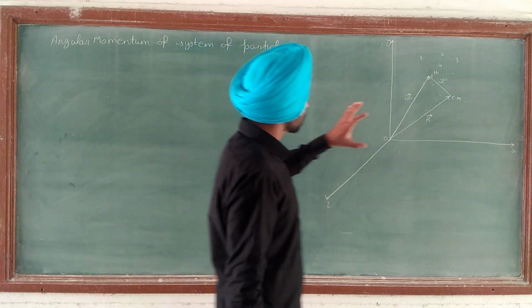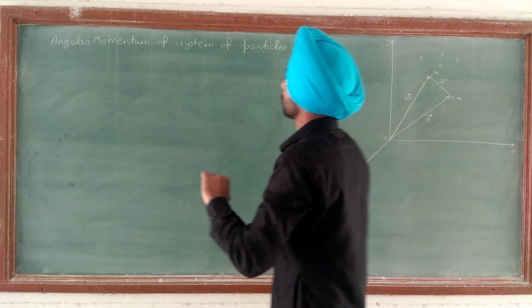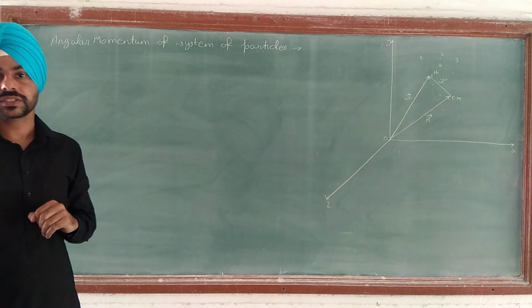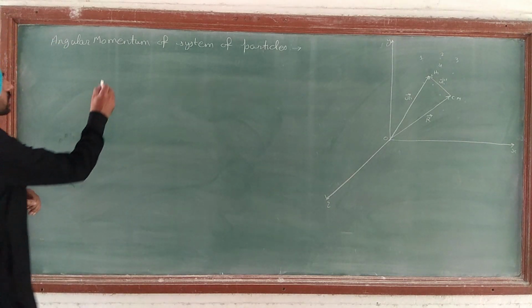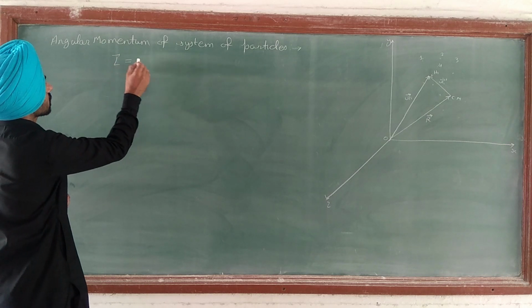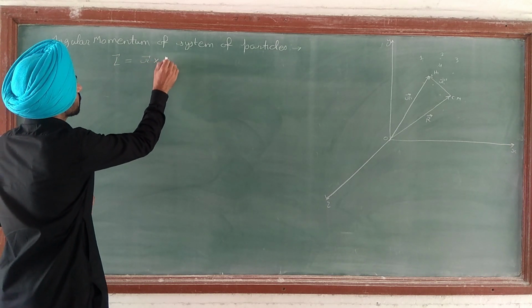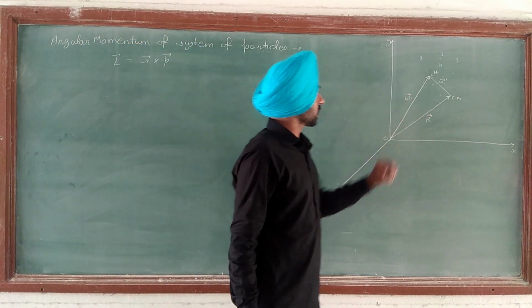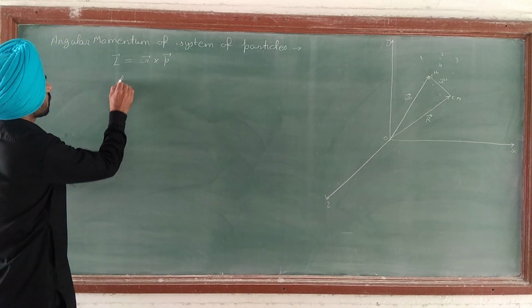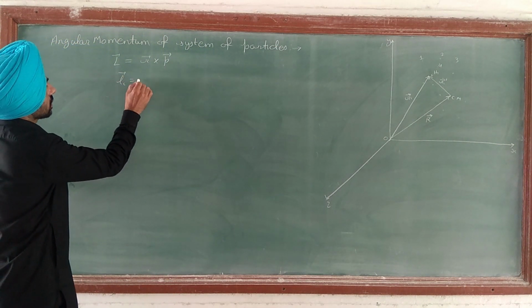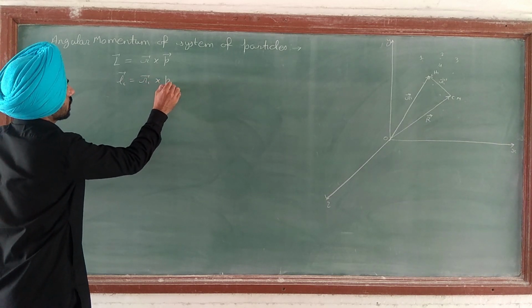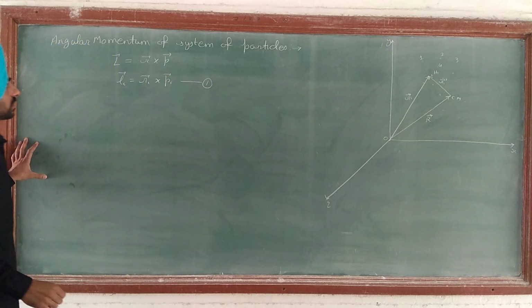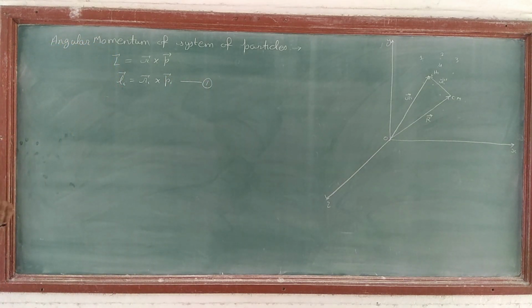So now, for this n particle system, we are interested in finding the angular momentum of the system. By definition, we know the angular momentum L is r cross p, where p is the linear momentum. As we are interested in the ith particle, the angular momentum of the ith particle, let it be Li, is Ri cross Pi. Ri is the position vector of the ith particle and Pi is the linear momentum of the ith particle. So Li is the angular momentum of the ith particle.